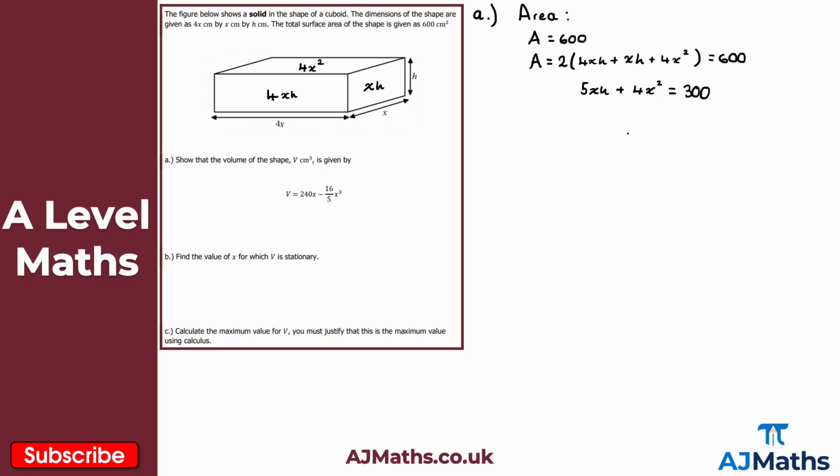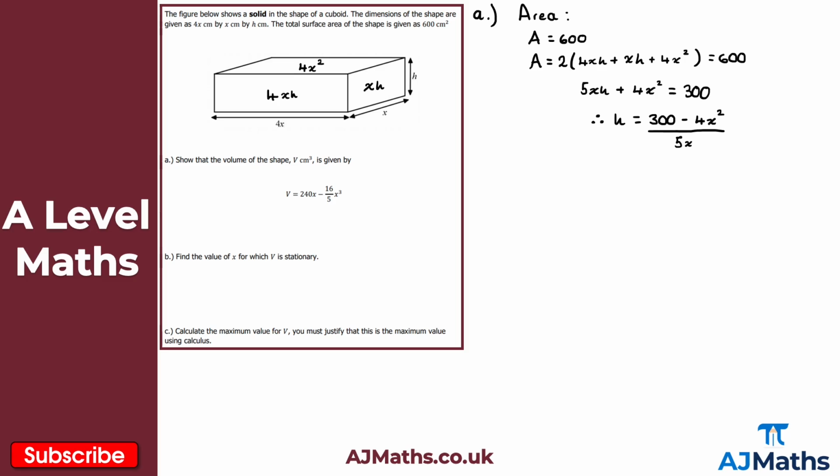Okay. And what I'm also going to do here now is rearrange this equation such that h is the subject. So if we do that here, I'm going to get that h is equal to 300 minus 4x squared, and that's all over 5x. If we divide both sides by 5x, we're going to get h equals this here, all over 5x. And it becomes clear in a moment why we've rearranged here such that h is the subject.